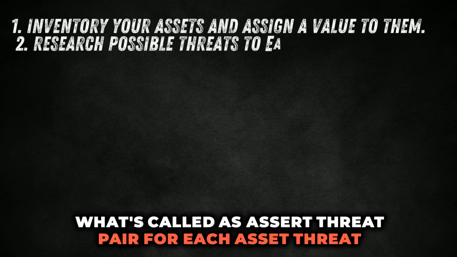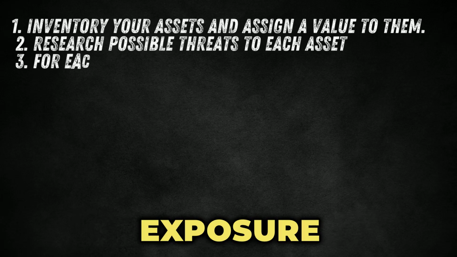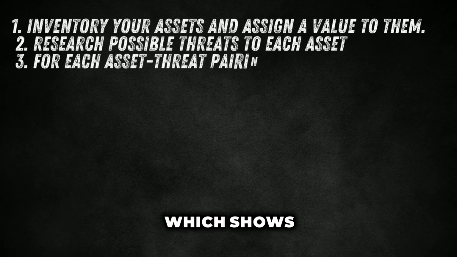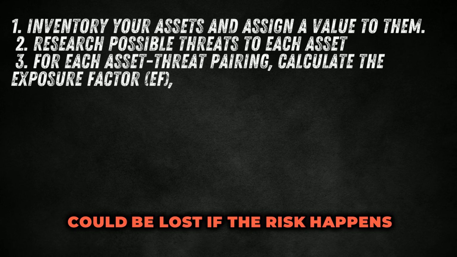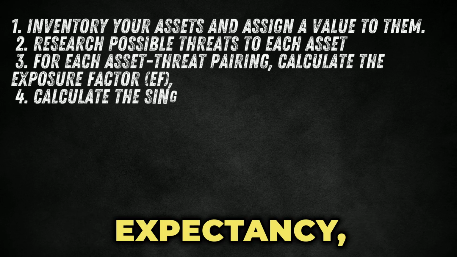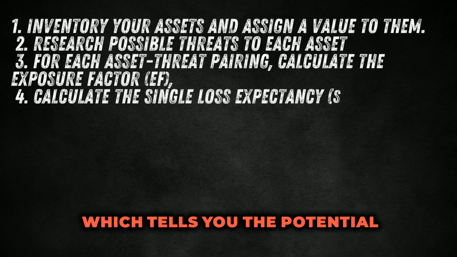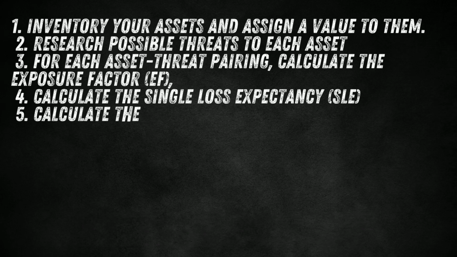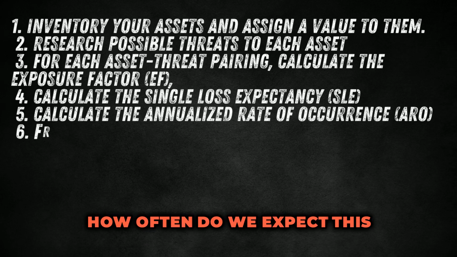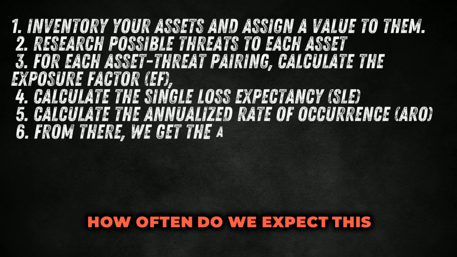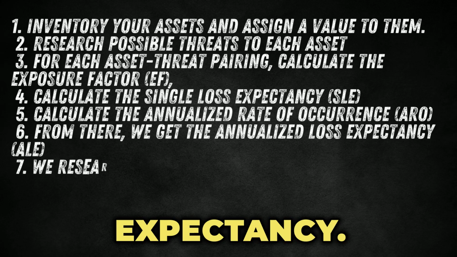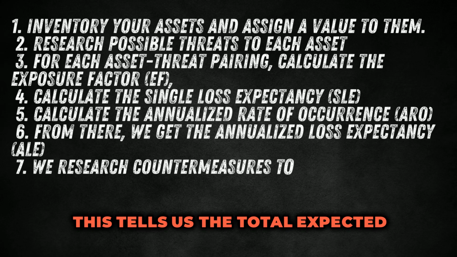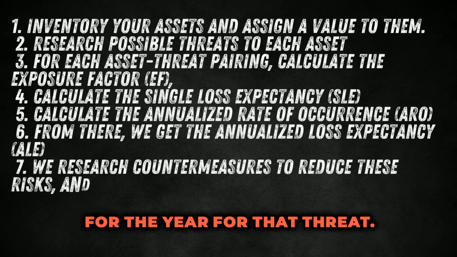For each asset threat pairing, calculate the exposure factor, which shows what percentage of assets could be lost if the risk happens. Calculate the single loss expectancy, which tells you the potential loss for a single incident. Calculate the annualized rate of occurrence. In other words, how often do we expect this threat to happen in a year? From there, we get the annualized loss expectancy. This tells us the total expected loss for the year for that threat.